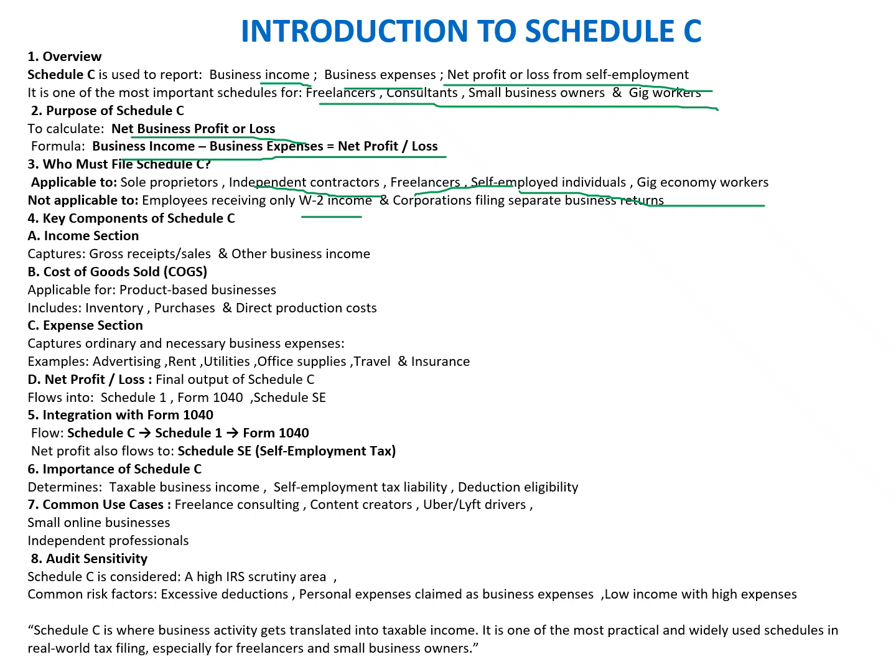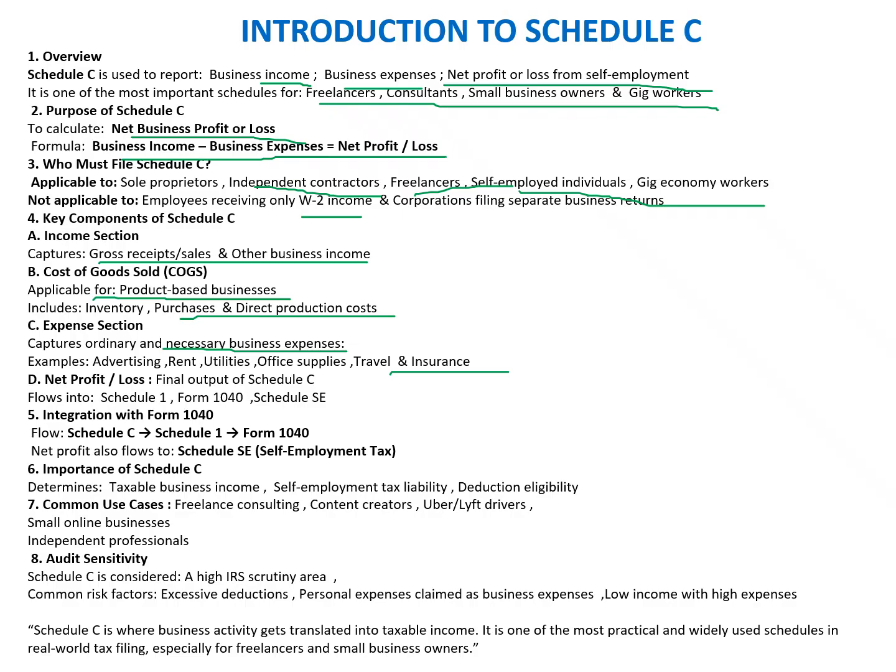The key component of Schedule C is the income section, which captures the gross receipts, sales, and other business income. It also captures the cost of goods sold, which is applicable for product-based businesses, and includes inventory purchases and direct expenses. And then it has the expense section, which captures the ordinary and necessary business expenses, for example advertising, rent, utilities, and travel expenses. The important concept here is that expenses should be ordinary and necessary. If they are not necessary and not within the ordinary course of the business, then these expenses are not deducted from the income to derive the net profit.